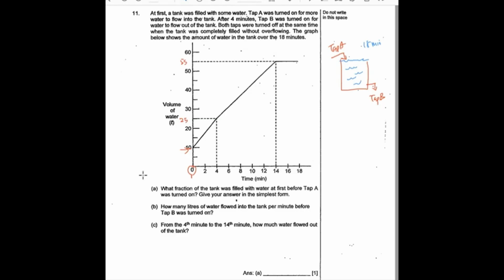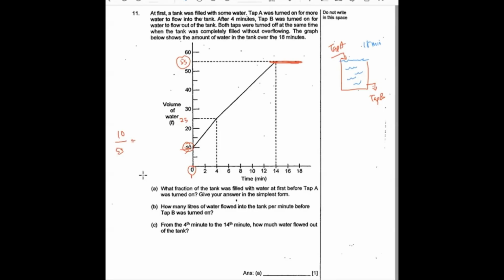What fraction of the tank was filled with water at first before tap A was turned on? So at first, the tank has 10 liters of water. Fraction of the tank means the capacity of the tank, which is 55. Right? That's where it cannot go further up. It cannot go more. It stops here. Means that is the capacity.